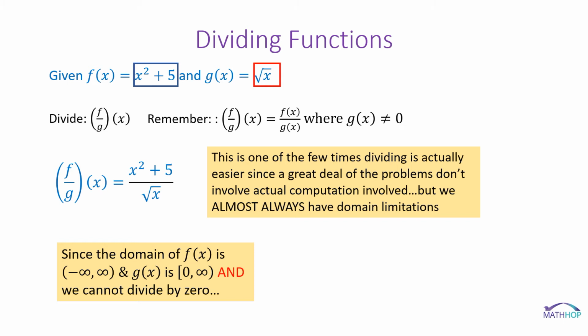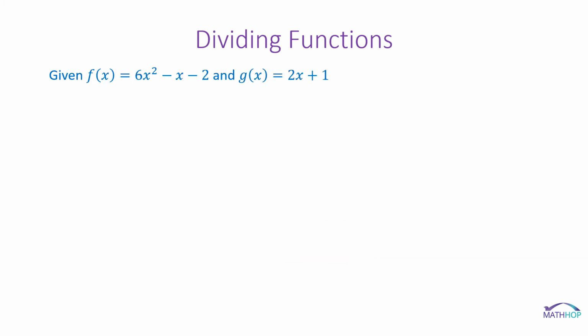And we have another limitation where we can't divide by 0, so g of x can't be 0. So the domain on f divided by g of x is 0 to infinity, where 0 is not included. Let's do another dividing functions. This time, the functions look easier, right?